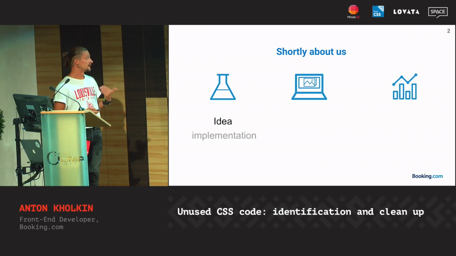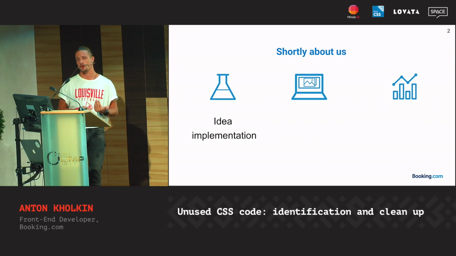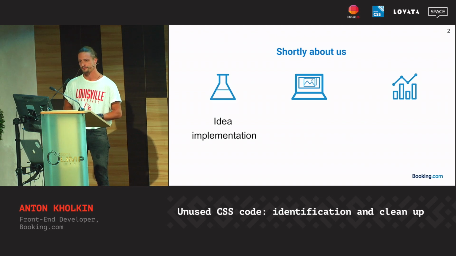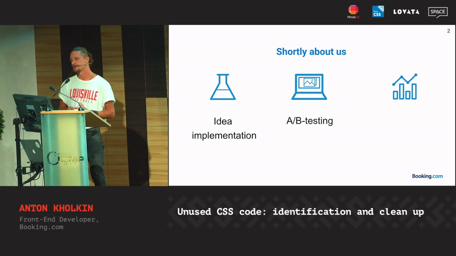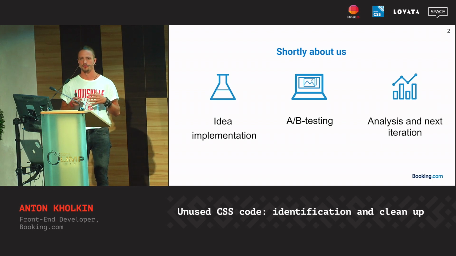Then the implementation follows the idea, where the code is written and deployed, and everything is ready to go live. Once code is deployed, we set up the A/B test, where we actually verify our hypothesis. After the runtime of the A/B test, we are ready for the decision. We have data, so we can compare and see whether our hypothesis is true, so whether the link is more beneficial than the button.